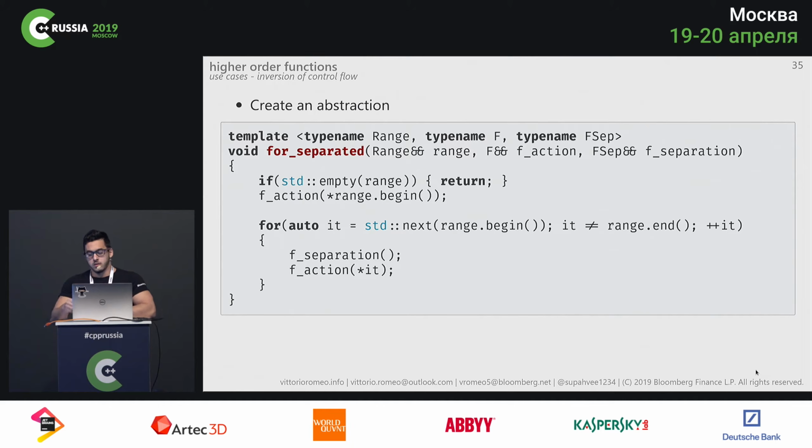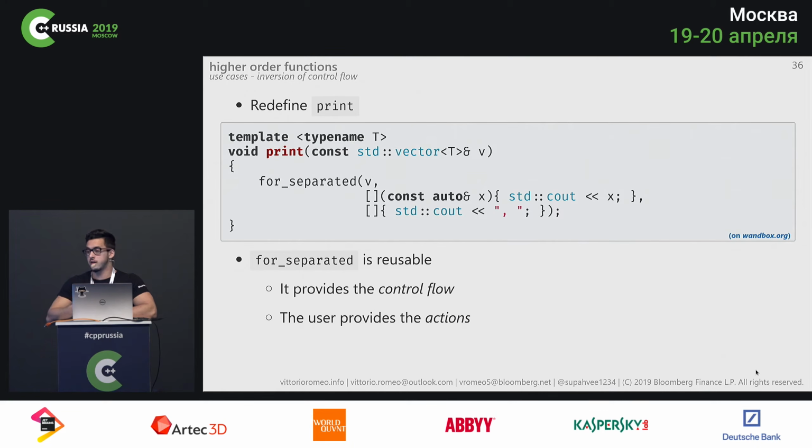So now I can use this abstraction to redefine my print in a simpler way. My business logic now becomes just some lambdas in a customization point for for_separated. So my print is now just a call to the algorithm that passes the printing as the action and printing out a comma as the separation. And now the benefit is that I have this reusable for_separated algorithm, which can be used for other kinds of things and also tested more easily, because we are decoupling the printing from the algorithm.